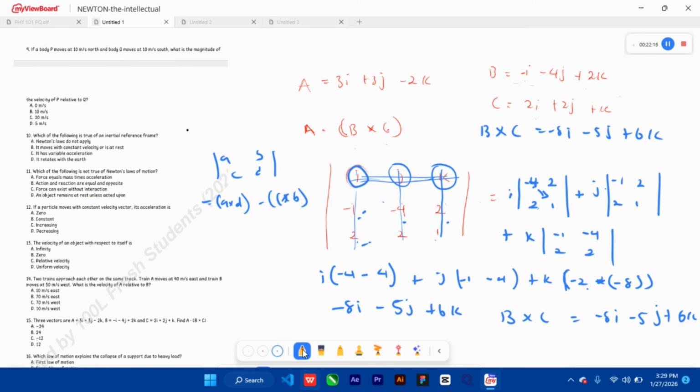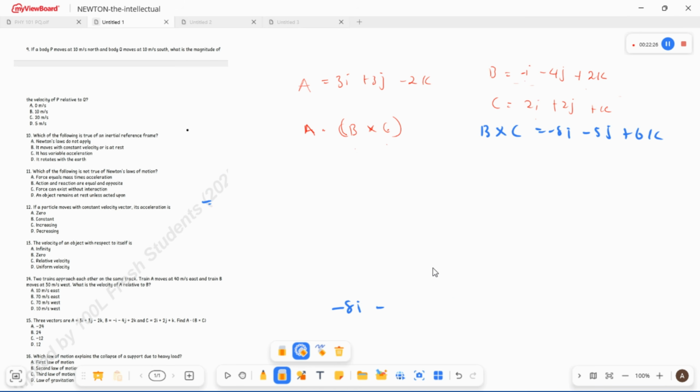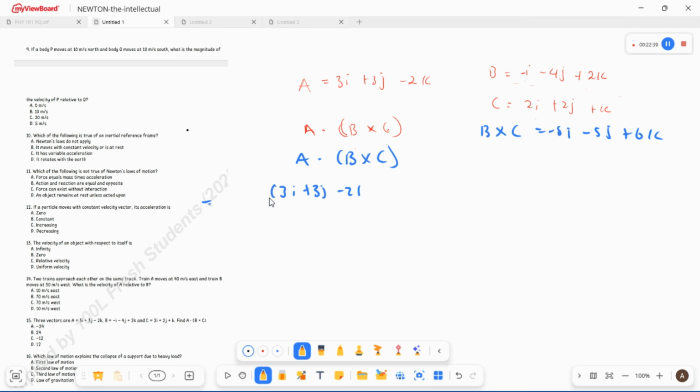Let me clean so that we have enough space to solve the rest of the question. So now I've done the first part, right? And now we have the dot product to do. So the dot product of A with B cross C. This means we're doing 3i plus 3j minus 2k, because that is A, times the dot product of the cross product B times C, which is minus 8i minus 5j plus 6k.